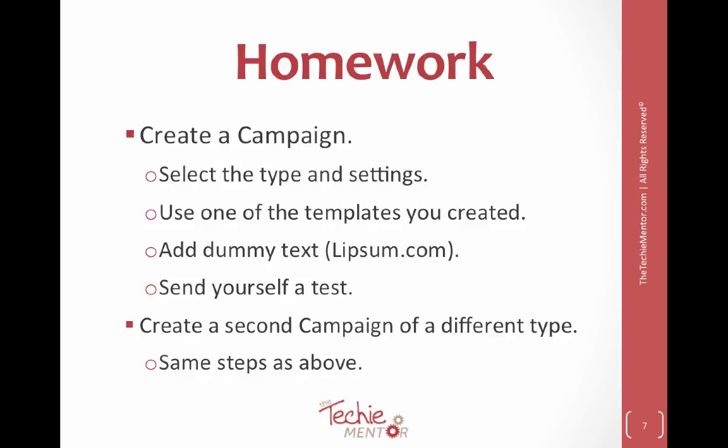So your homework: create a campaign. You can select the type that you want and the settings that you want, but use one of the templates that you created. You can add your dummy text and then send yourself a test. Make sure that it works. And then create a second campaign of a different type with the same steps above, and maybe schedule one for in the future as well. So just so you get the gist of how these work, but I really ask that you create two different types. And I will go in and fix my email address so it's not causing a problem for anybody who's trying to send emails from here.